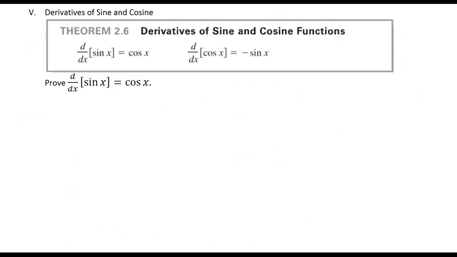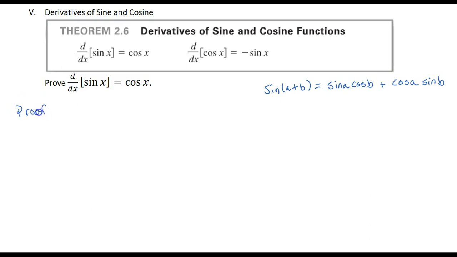We also have the derivatives of sine and cosine. The derivative with respect to x of sine of x is equal to cosine of x, and the derivative with respect to x of cosine of x is equal to negative sine of x. Now I'm going to show you a proof of the first version. It does involve a trig identity. You need to know that sine of a plus b is equal to sine of a cosine of b plus cosine of a sine of b in order to do this problem.